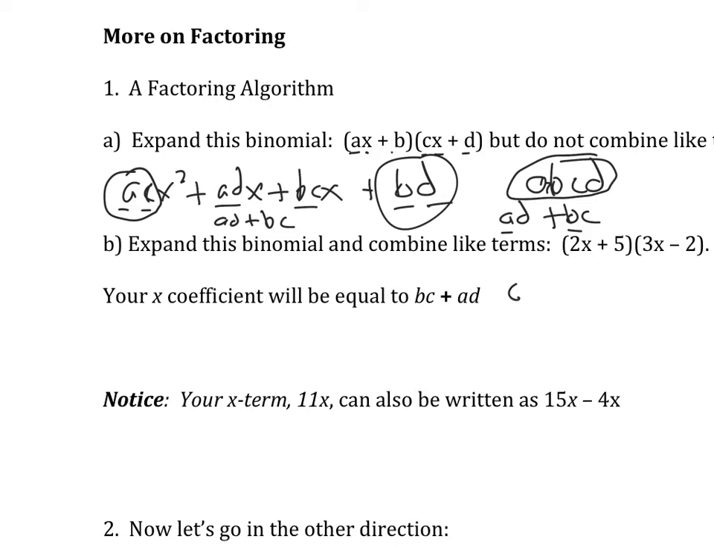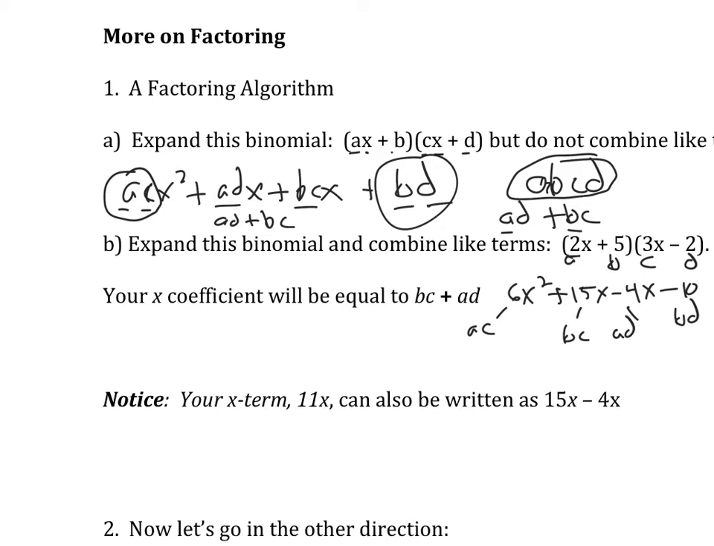Okay, so in this case, when we multiply out 2x plus 5 times 3x minus 2, we end up with 6x squared plus 15x minus 4x minus 10. So here this is A, B, C, D. And so what we can see here is that this is equal to BD. This 6 is equal to A times C. The 15 is equal to BC. And the negative 4 is equal to AD.